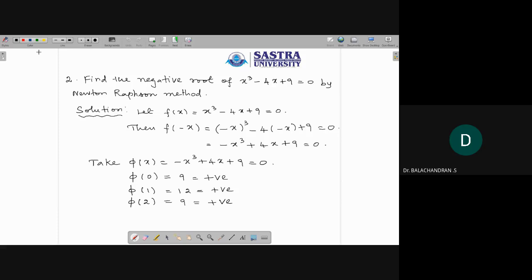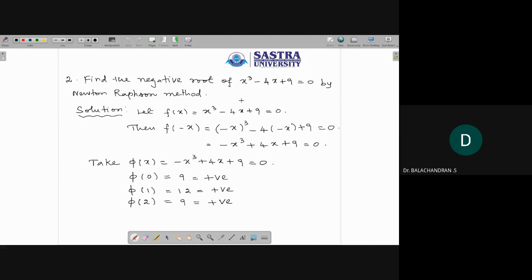The question is: find the negative root of x cube minus 4x plus 9 equal to 0 by the Newton-Raphson method. So instead of finding the negative root, I will find the positive root of this equation, and then finally multiply by minus 1. We will get the negative root of this equation. That is the idea here.